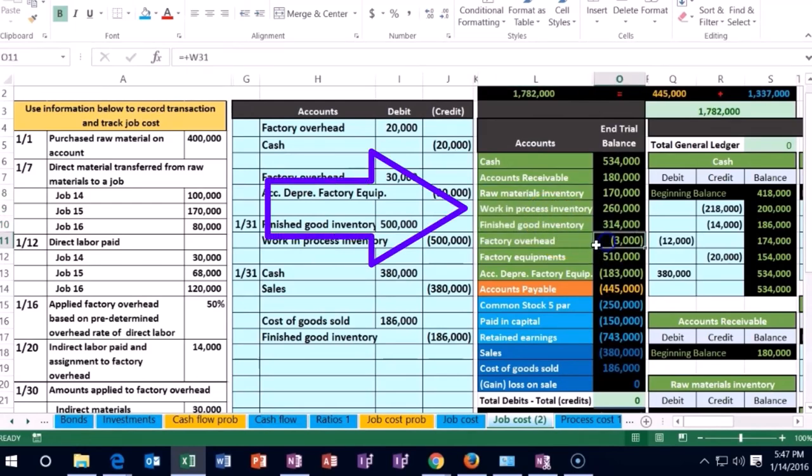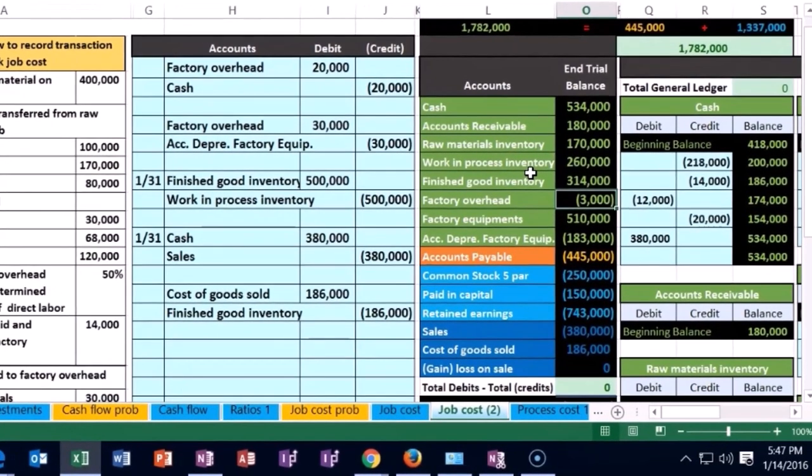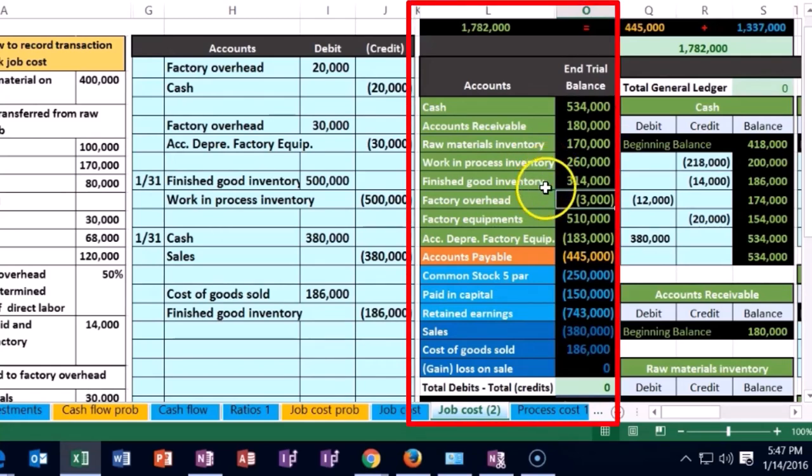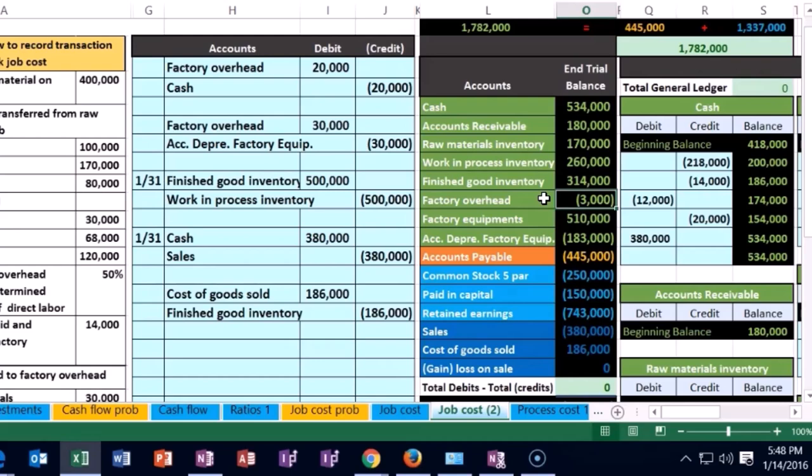The work in process is where we put all the stuff we couldn't apply to the job, and then we applied it to the jobs using a predetermined rate. Now that predetermined rate is just an estimate. We had to come up with an estimate, and an estimate is never going to be perfect. Therefore, in this case, we applied out more to the jobs based on the predetermined rate than we actually expensed or included or debited or increased factory overhead by. So we over applied the factory overhead.